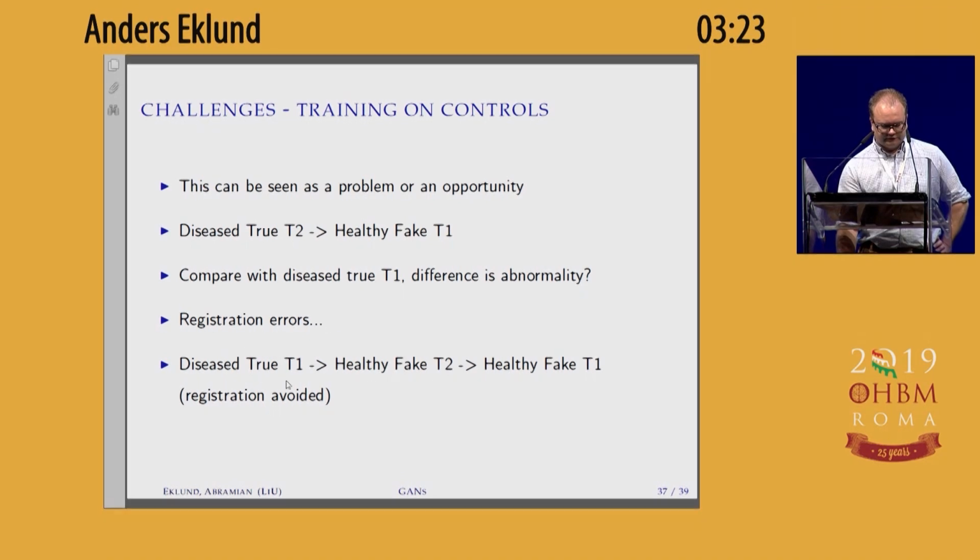So what you can do is to go from diseased true T1 to healthy fake T2, and then use the fact that CycleGAN learns both transformations. So then we can transform it back to T1. And now all these three images are exactly aligned, so we don't need any registration, so there cannot be any registration error. Then we can compare the healthy fake T1 to the diseased true T1.